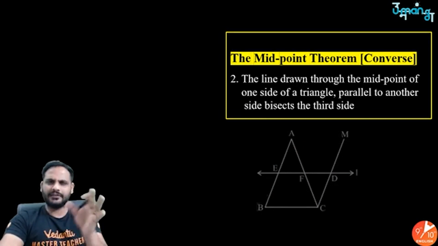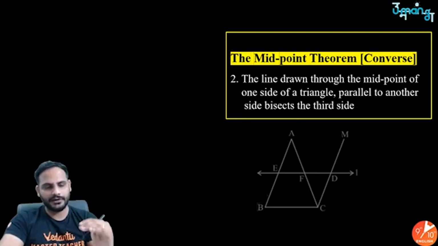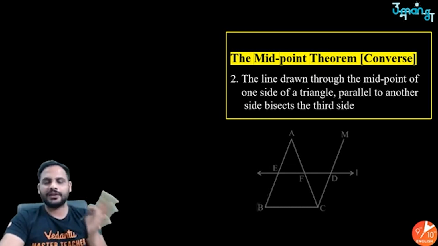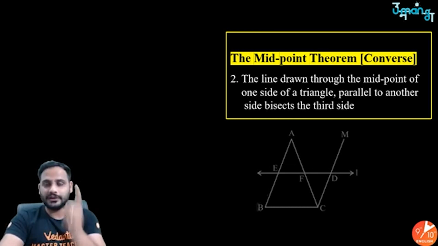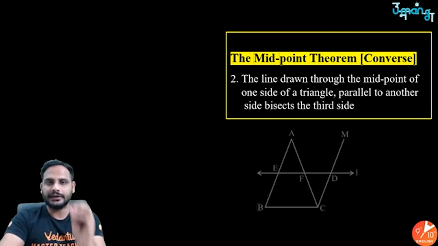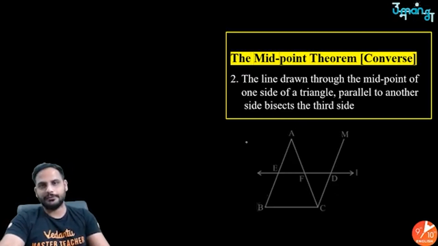Both the proofs are very similar. If one proof goes in this order, the converse means the proof is exactly the reverse one. So you can see both the proofs which I have done in the Umang series. Do check out those videos. The proof I have done in detail. So what does the converse of this midpoint theorem say?